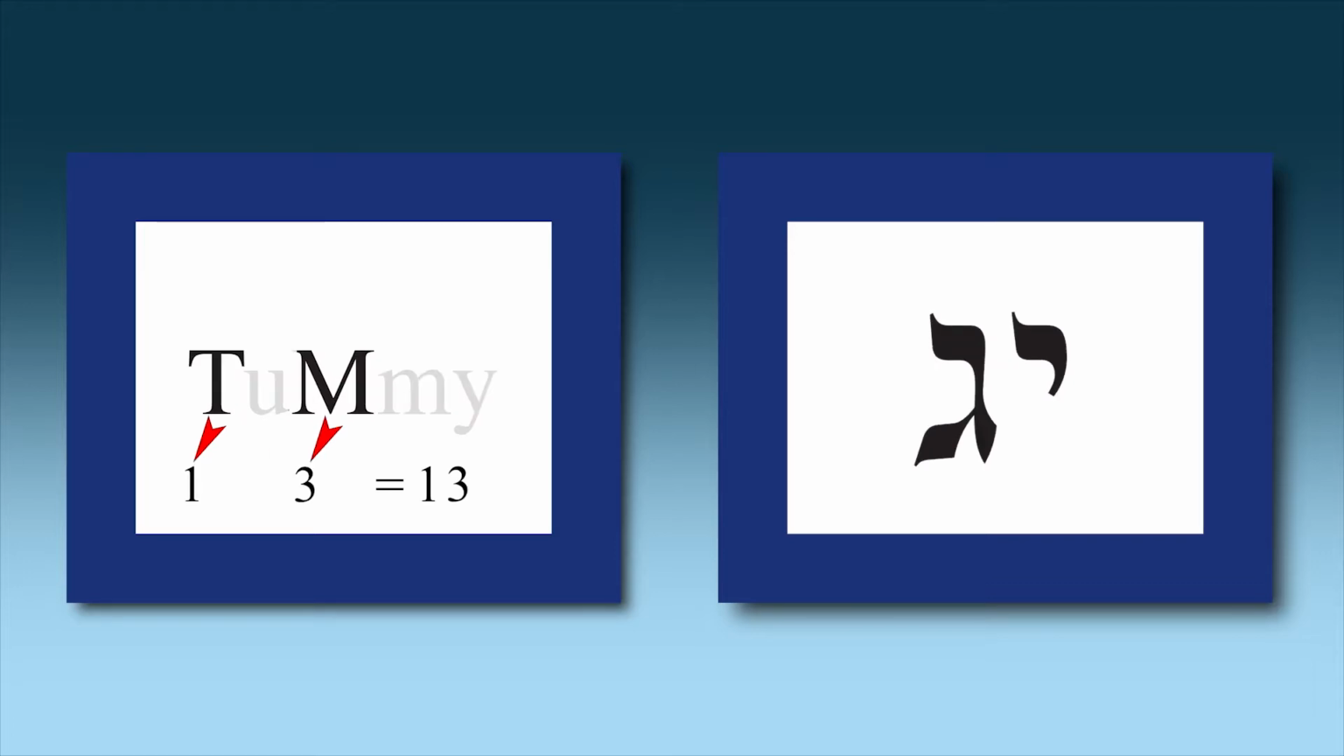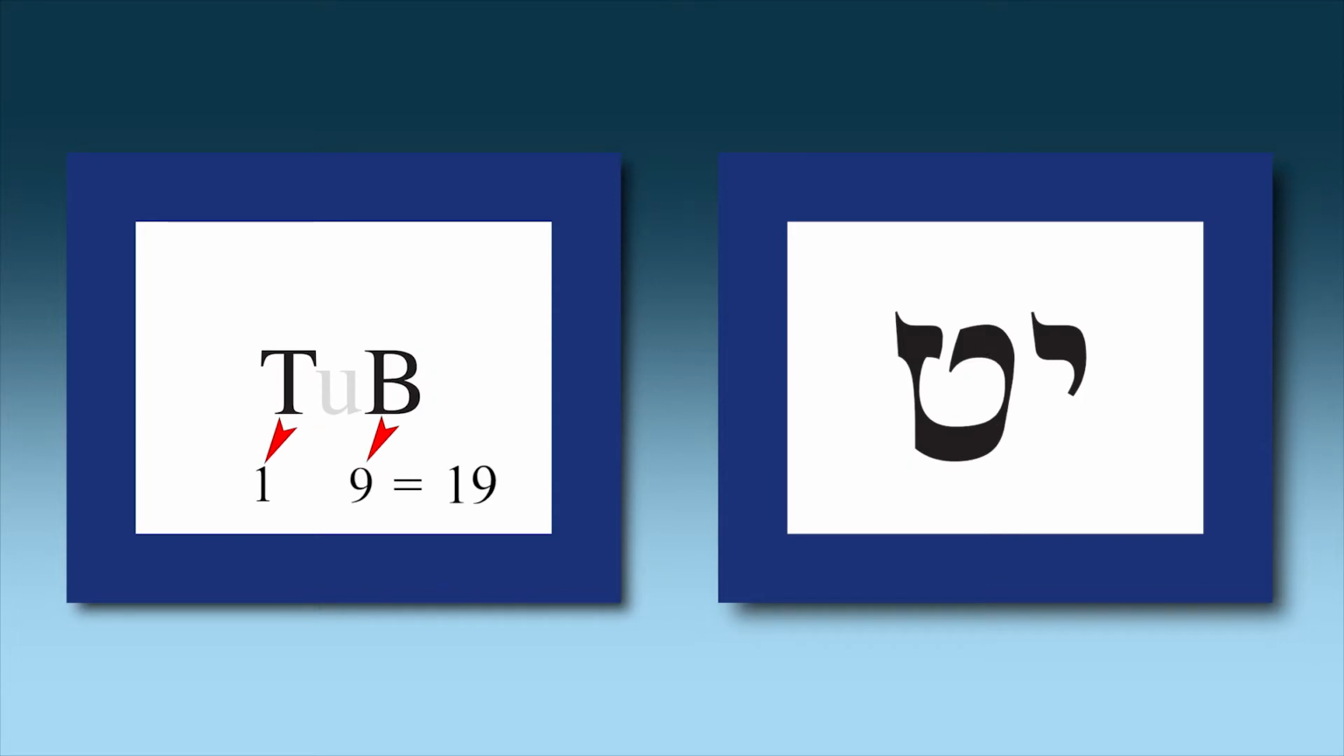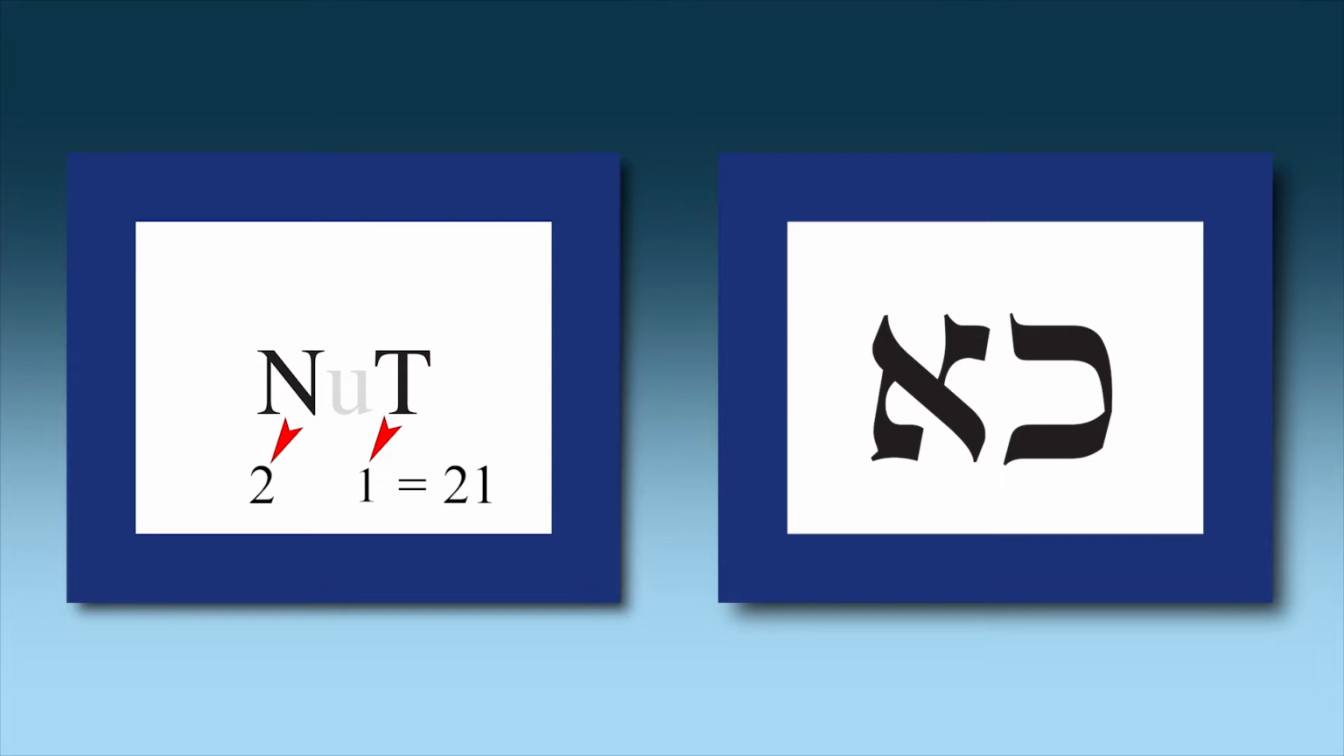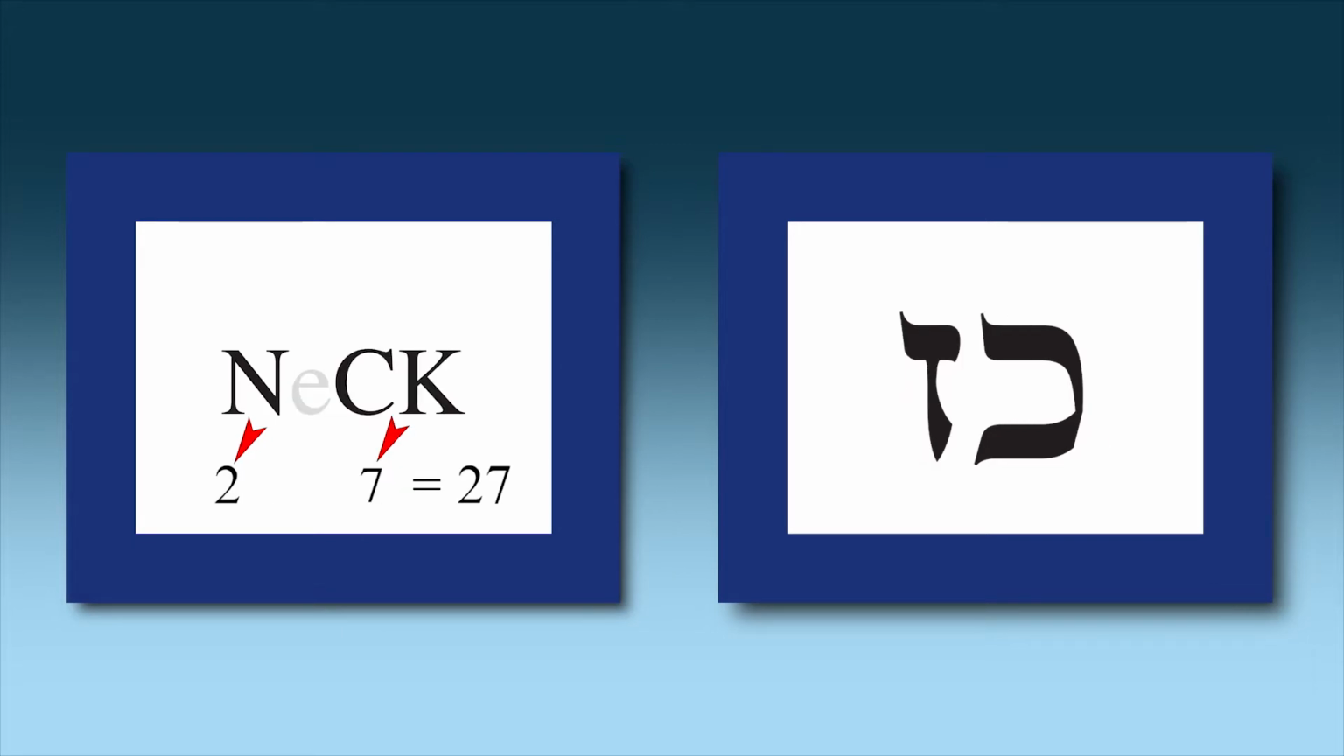Oh, Yud Gimel is tummy. Very good. 13. Yud Tes, tub. Very good. Lamed Hey, we didn't do that yet. Mule. Chaf Aleph. Oh, nut. Very good. 21. Chaf Zayin, we didn't do that. Next, it's neck, but we're going to get to it soon.